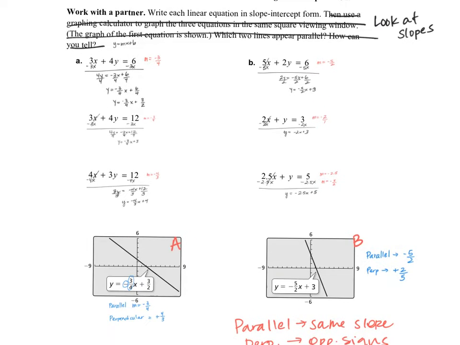So let's analyze. Do any of these have positive 4/3? None? None of these are perpendicular? Well, that's a bummer. What about 2/5? Anything with 2/5? Nope. Okay, what about negative 5 halves? Oh, there we go. So this one's parallel to B.